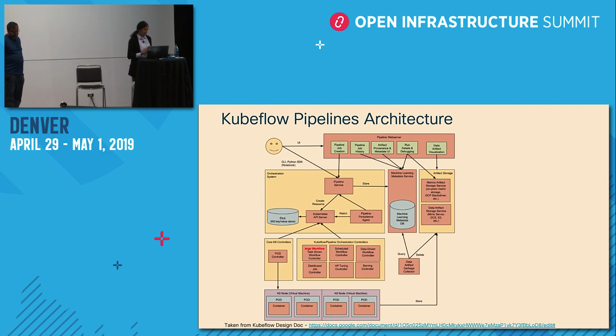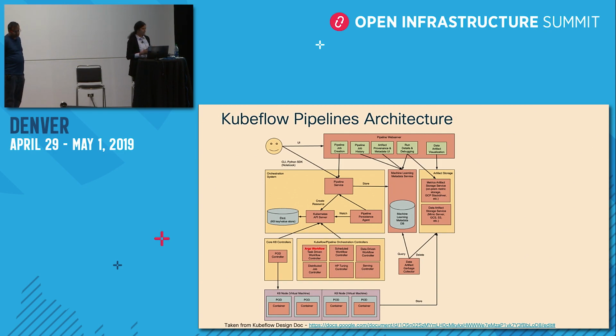One of the main things is the Argo workflow controller. So KubeFlow uses Argo to orchestrate the different pipeline stages, and they can be run in parallel. You can provide the dependency graph between different stages, and they're handed over to the Argo workflow controller.